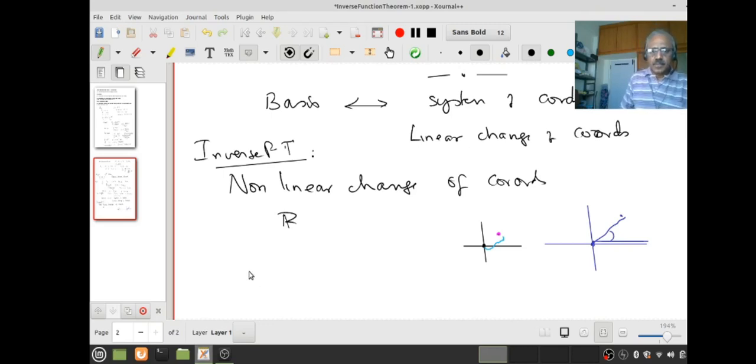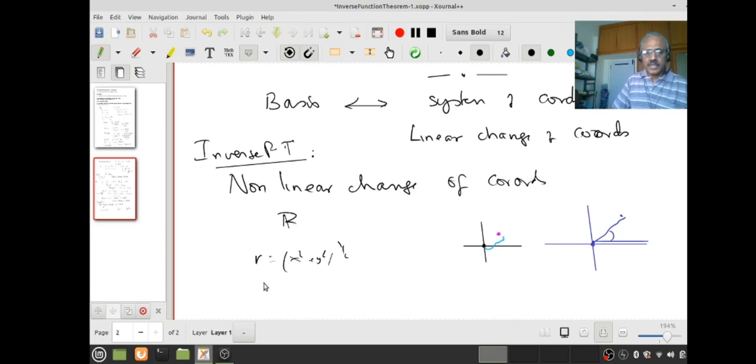So remember, how do I get polar coordinates? My r is going to be (x squared plus y squared) to the power half, and similarly tan theta will be y by x, whenever it makes sense. Let's not worry too much about such things. And you can see that they are not linear changes.